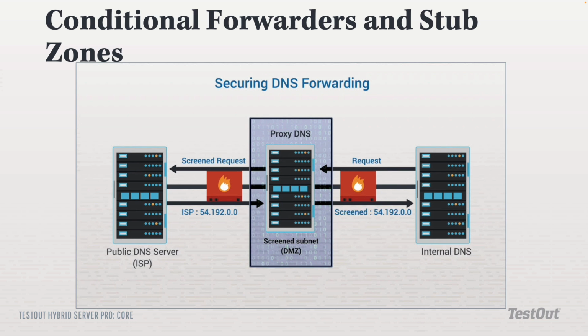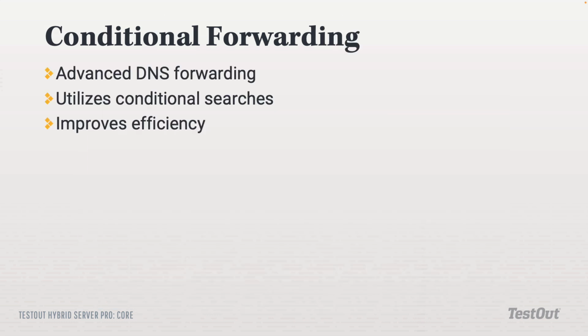So what we do is we create this screened subnet, also known as our DMZ, our demilitarized zone, okay? What this does is it keeps our internal DNS queries safe when they go out to the public DNS server. So it puts kind of a layer in between us and those bad guys.